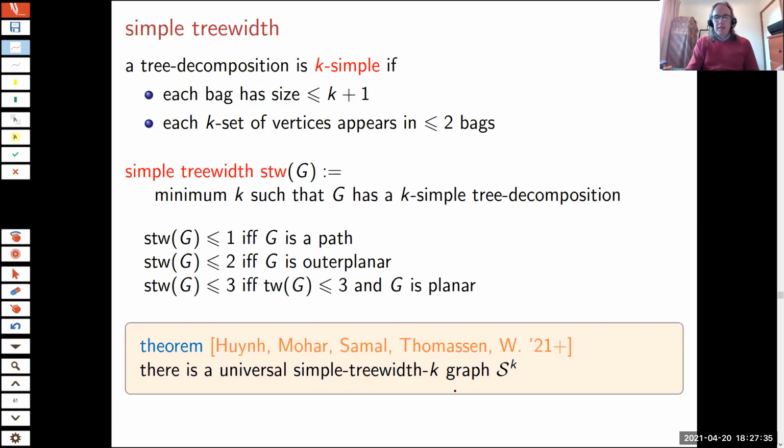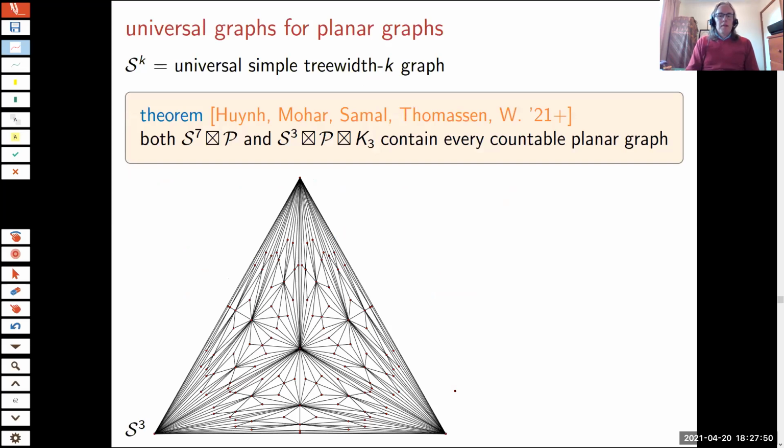We call that SK. That's a fairly easy exercise, although you need to use Zorn's lemma in there. But then we get universal graphs for planar graphs using simple tree width. And this is probably the strongest theorem we have, is that S7 times a P contains every countable planar graph, and also S3 times P times a triangle contains every countable planar graph.